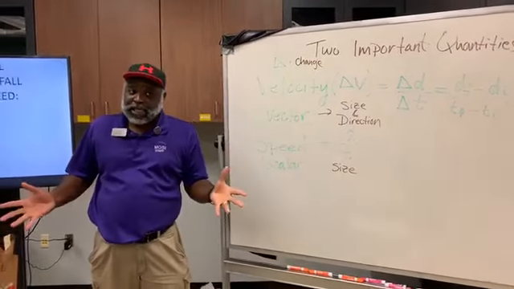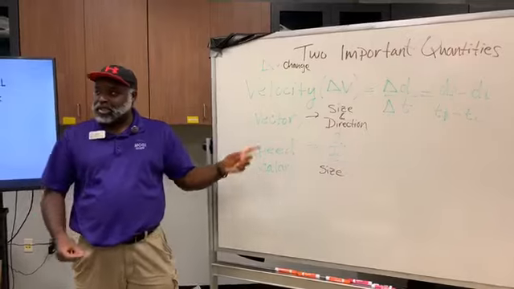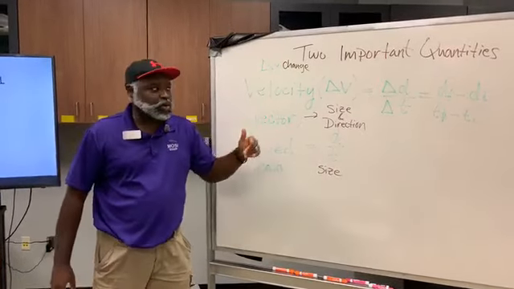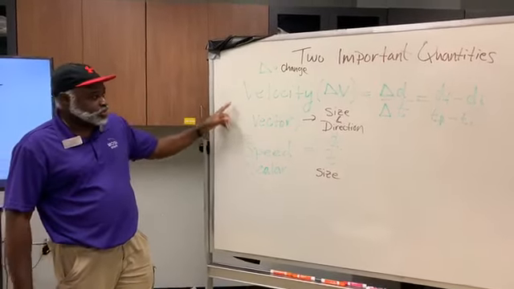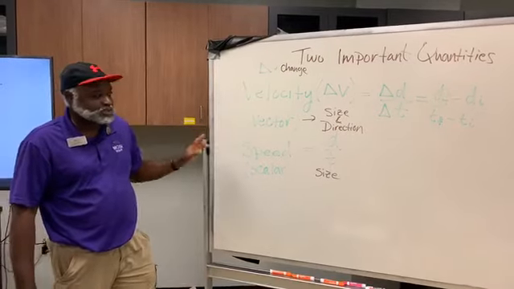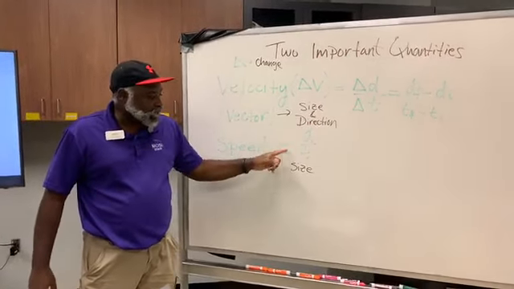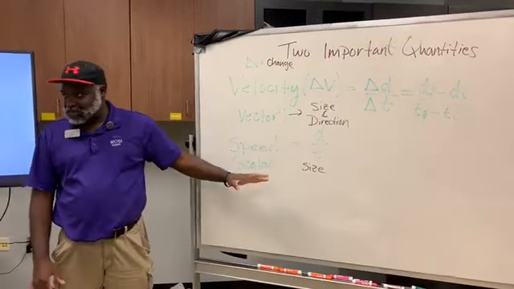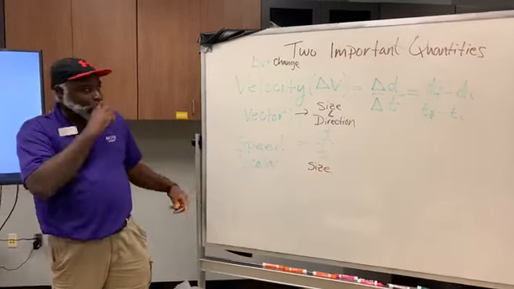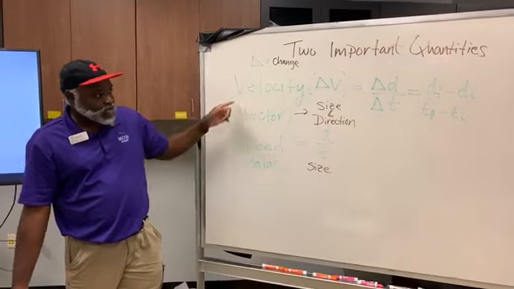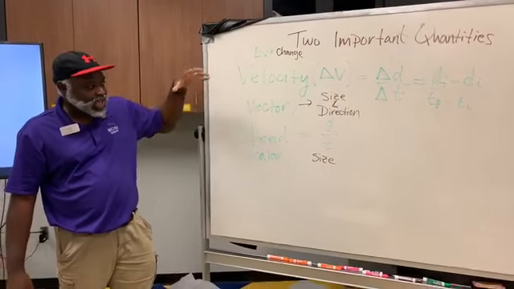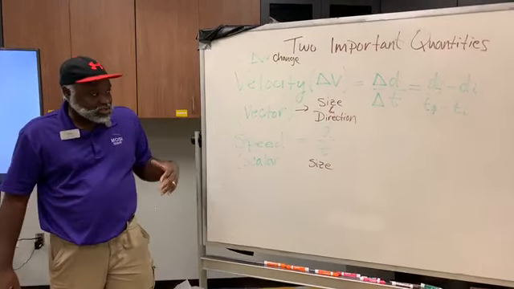If you've ever been on a plane, this is what pilots use. They use vector quantities to go where they need to go. So velocity is a vector, versus speed, which is just distance over time. It's what we call a scalar, so it just has size. So velocity, very, very important. It's size and direction.